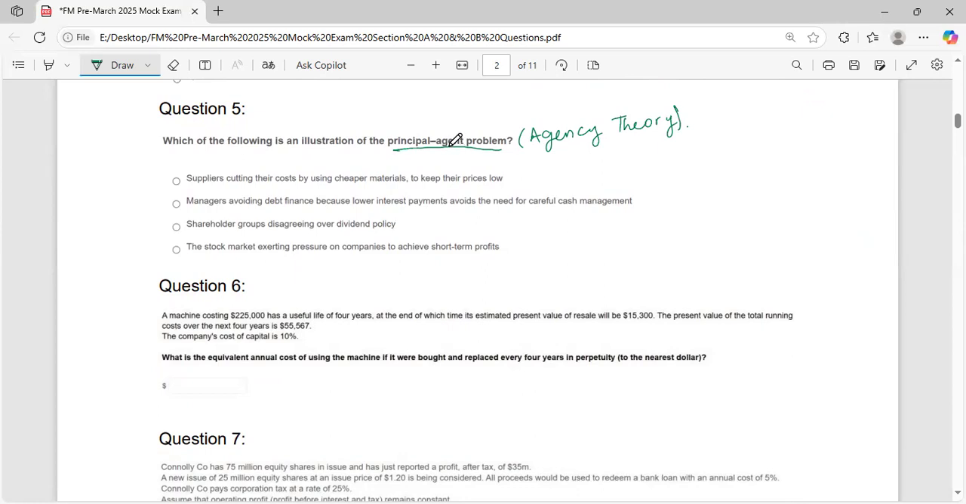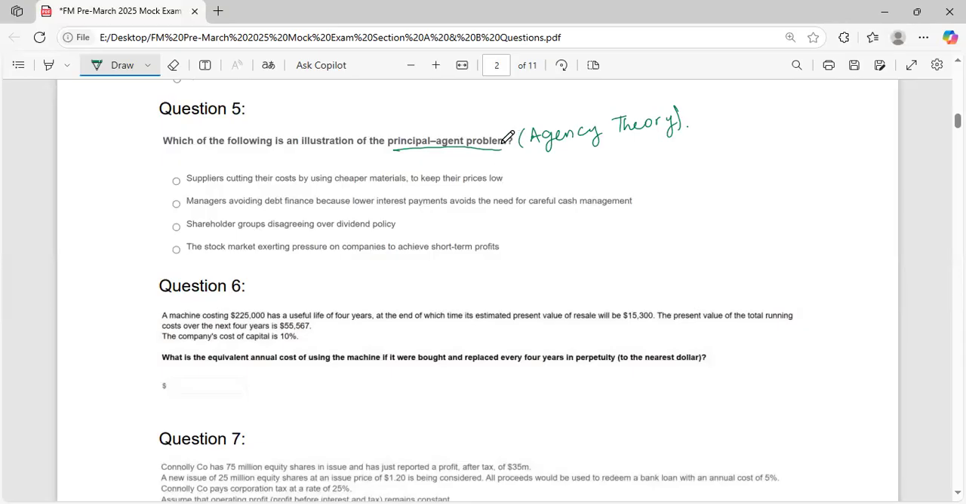Now, management of the company is managing the business on behalf of the principal or shareholders. Management, or the agent, is responsible for protecting the interest of the principal, shareholders or finance providers. So suppliers cutting their cost by using cheaper material to keep their prices low is not the principal agent problem.